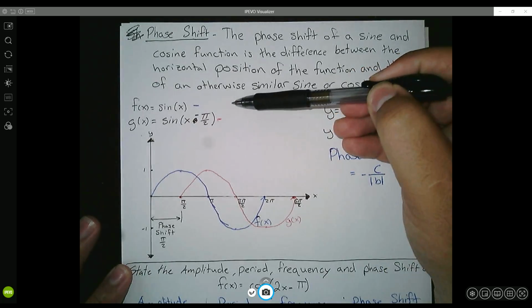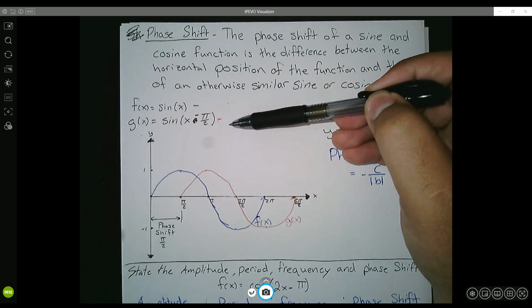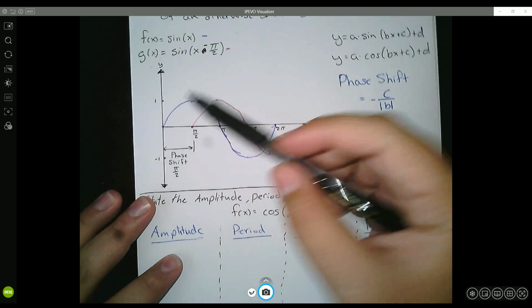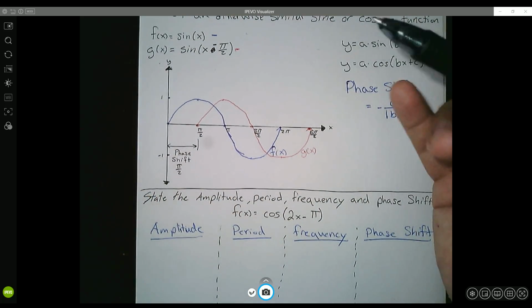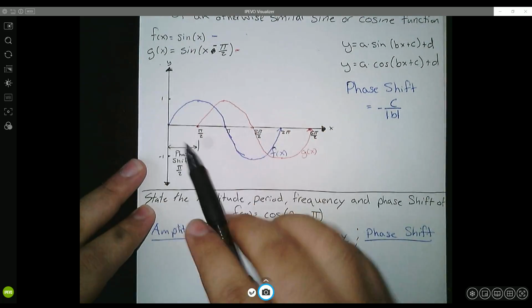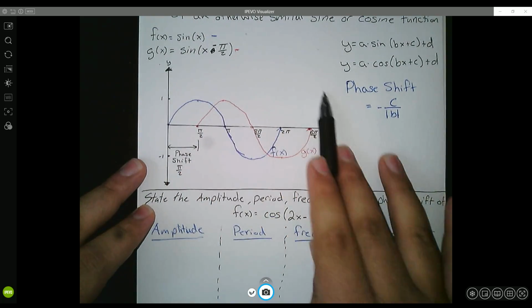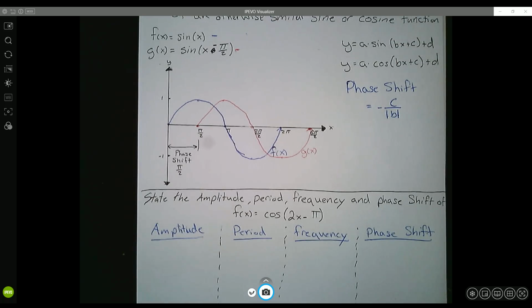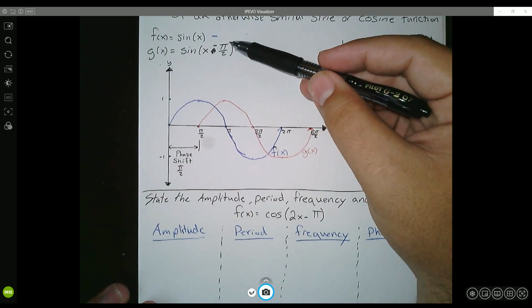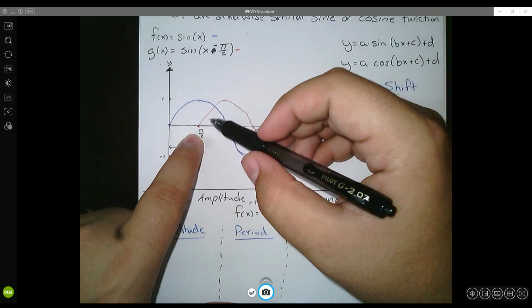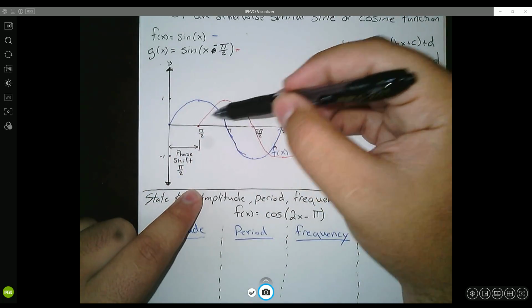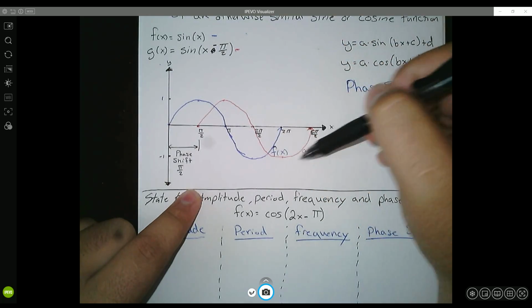f of x equals sine x, g of x equals sine of x minus pi over 2. As you can tell, f of x is our typical parent function for sine x, so we have our wave that will continue on forever. Now for g of x, sine of x minus pi over 2, you can see its starting point is actually at pi over 2. So it shifts over pi over 2 and it continues on right here.